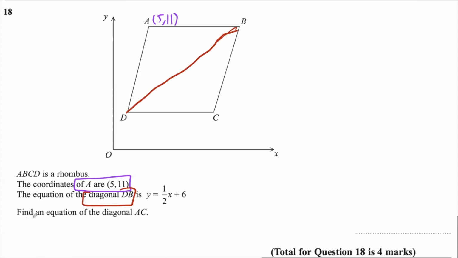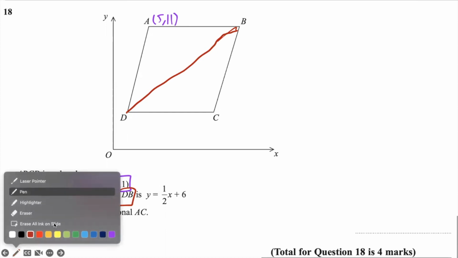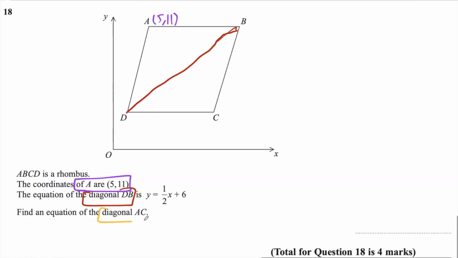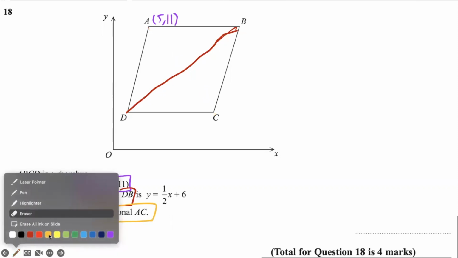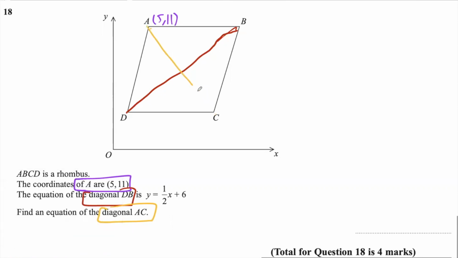Okay, and the question is saying find an equation of the diagonal AC. So let me just quickly draw the diagonal AC. It's going to be this line right here. Let me just fix the line real quick. So the diagonal AC is going to be this line.